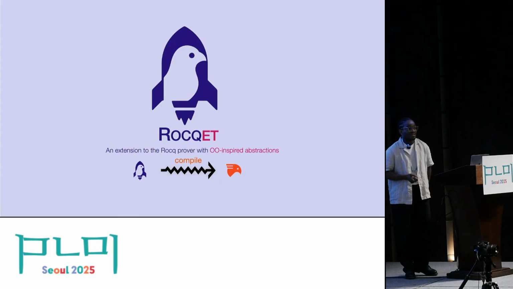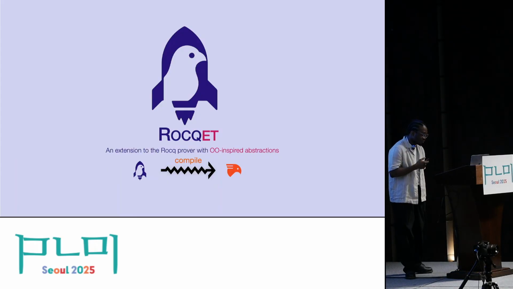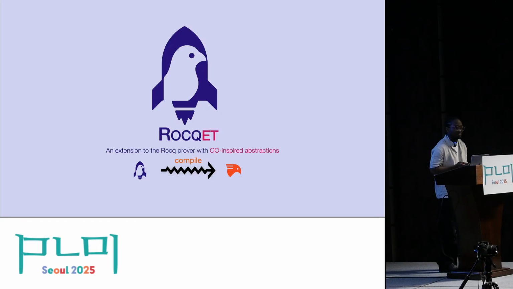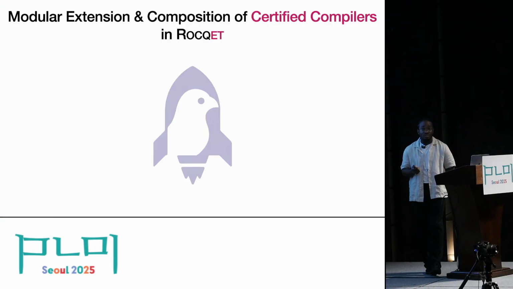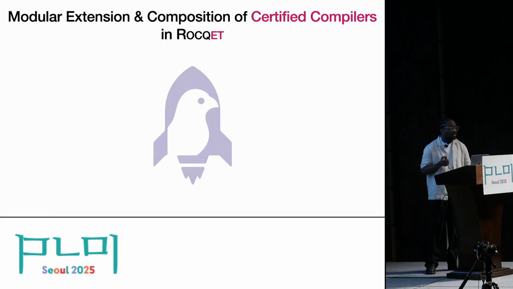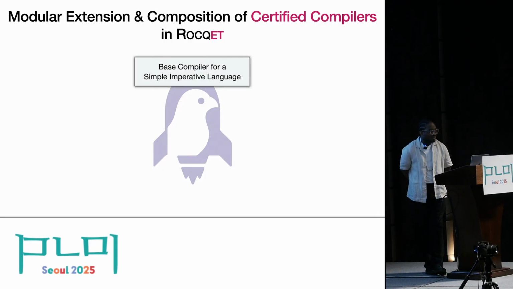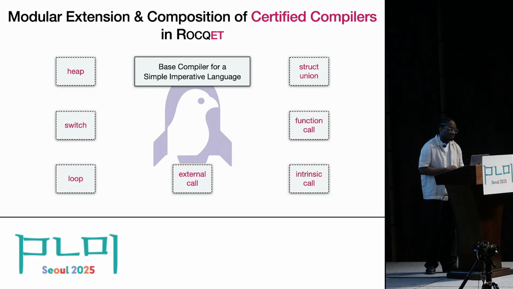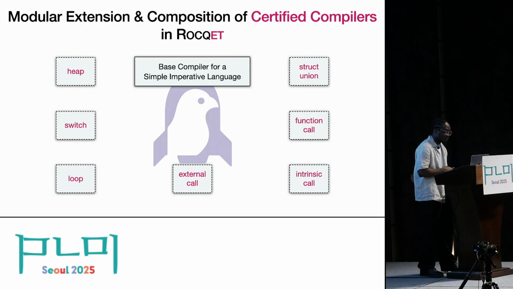So we've seen the language design of Rocq. We've seen how Rocq works. Let's try and scale Rocq to a larger proof engineering project. So in particular, I want to scale it to a composition and extensibility of certified compiler project. So let's start with our base imp compiler. Then we extend it with different features. For example, we extend it with heap, switch, loop, external calls, intrinsic calls, function calls, structures, and union.